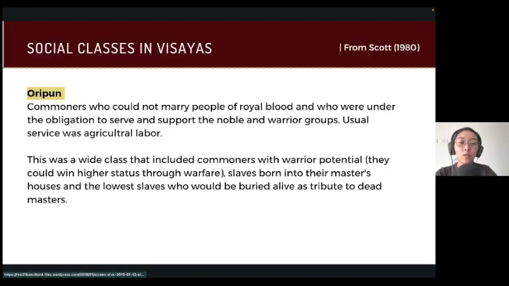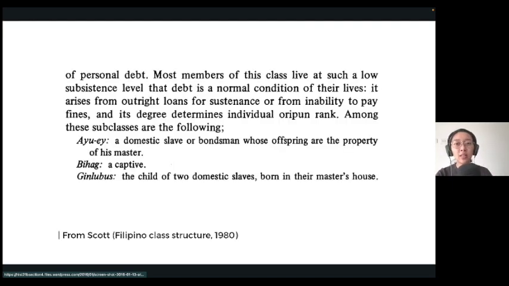Right. So while the Oripon class could involve people like that, who could be quite valuable in society, it also includes slaves who were born into their masters' houses, and the lowest slaves who would be buried alive as tribute to dead masters. So there are so many different levels.